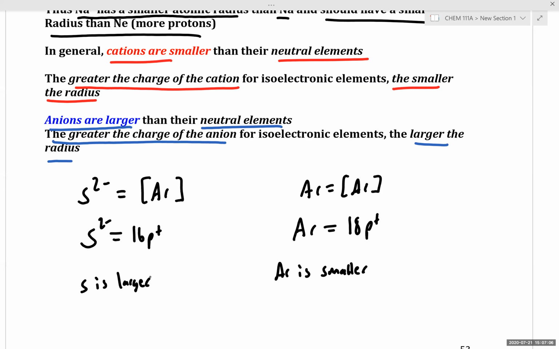Does this make sense to everyone? So S2 minus is larger than argon. So we can compare ions and isoelectronic species, and by looking at their charge and number of protons, we can determine which ion or atom is larger.